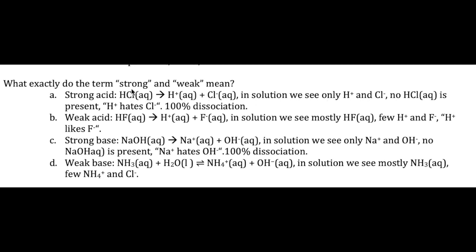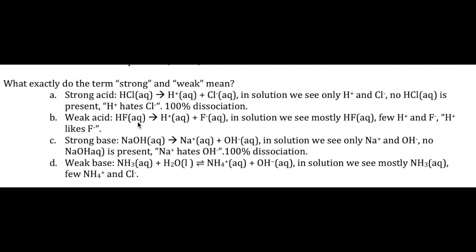So in other words, when you put HCl in water, you never see the species HCl. What you see is the H+ and the Cl-. A weak acid, on the other hand, is an acid where when you put it in water, it doesn't break apart. You see very few of the ions. You see mostly the molecular form, or the HF form.